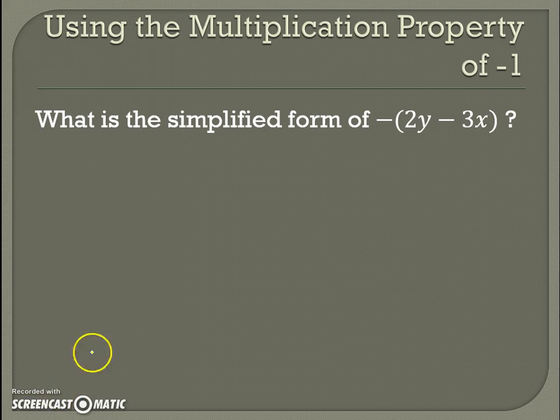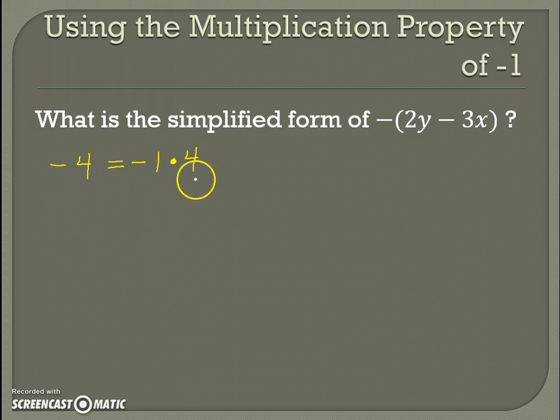All right, so here, using the multiplication property of -1, this is super easy. It says, what is the simplified form of negative, and then this thing in the parentheses? Well, first of all, you got to remember what that negative sign means. If I have -4, what that negative sign means is take -1 and multiply it by 4. What is the opposite of 4? Well, it's the -4. These two things are the same thing.